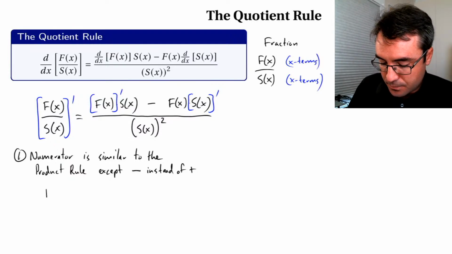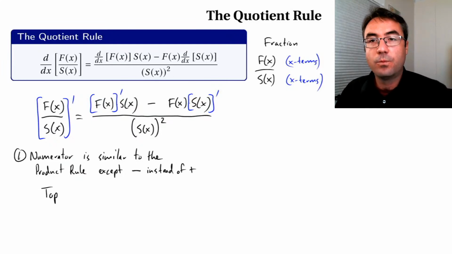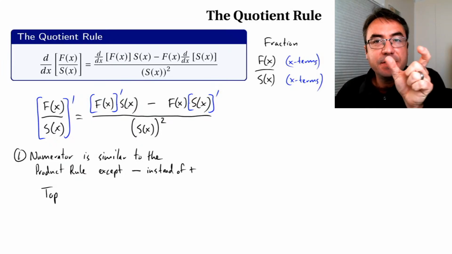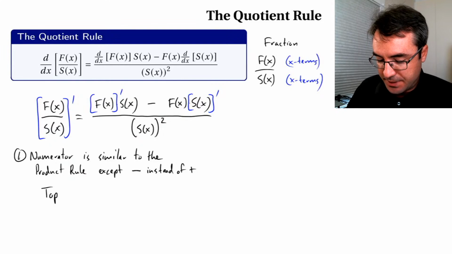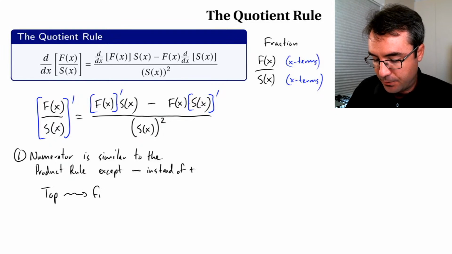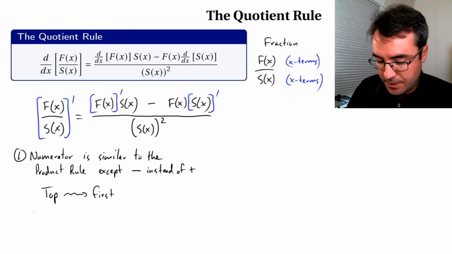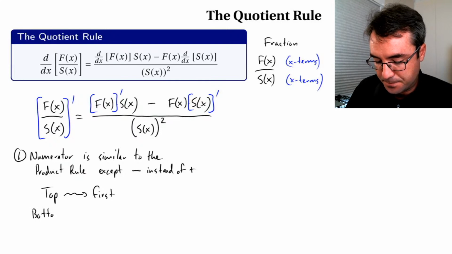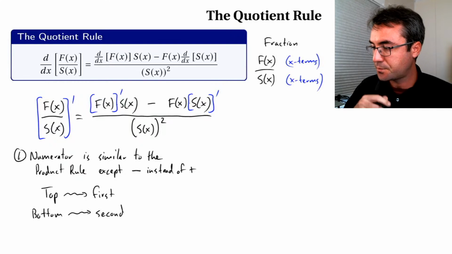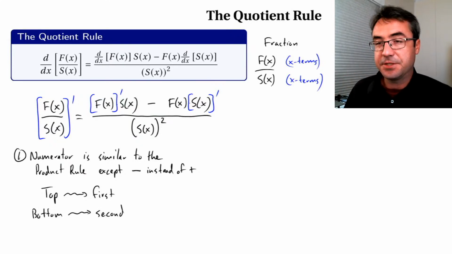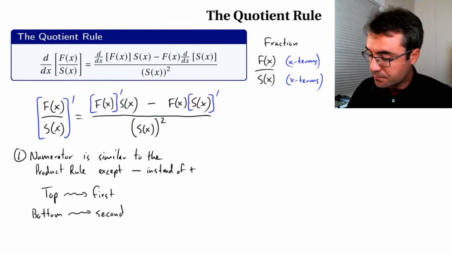And when we write out the copies of our product there, we write the top one first, and we write the bottom function second. All right, so that's our quotient rule.